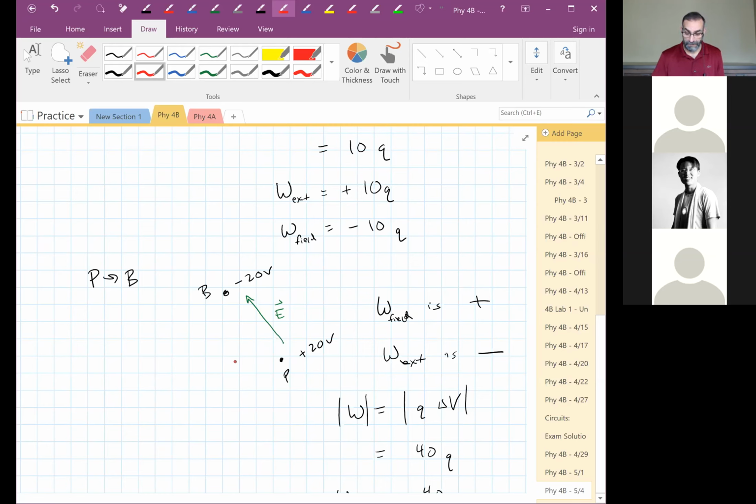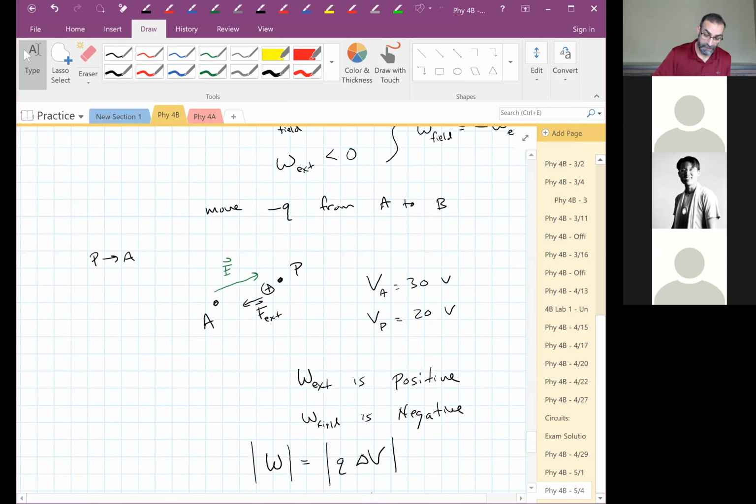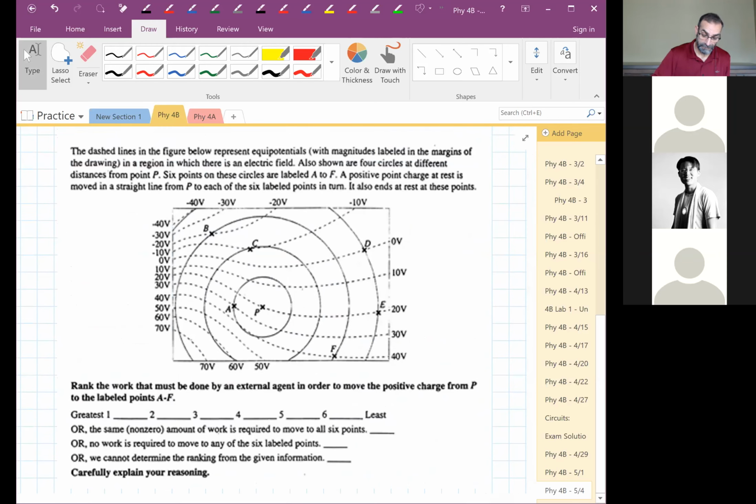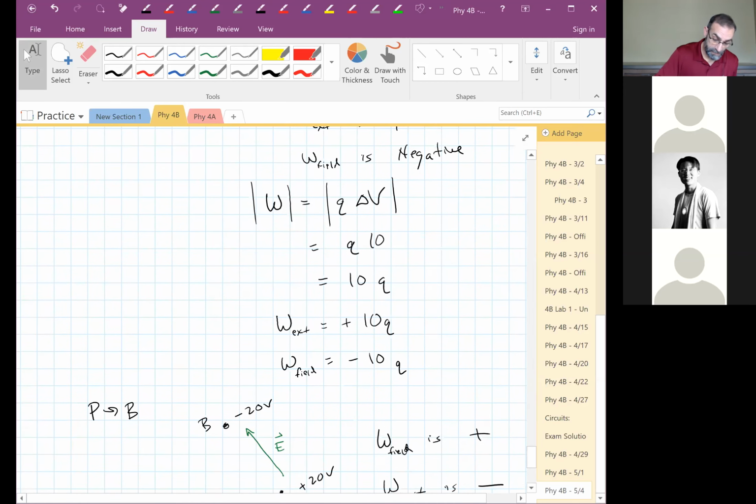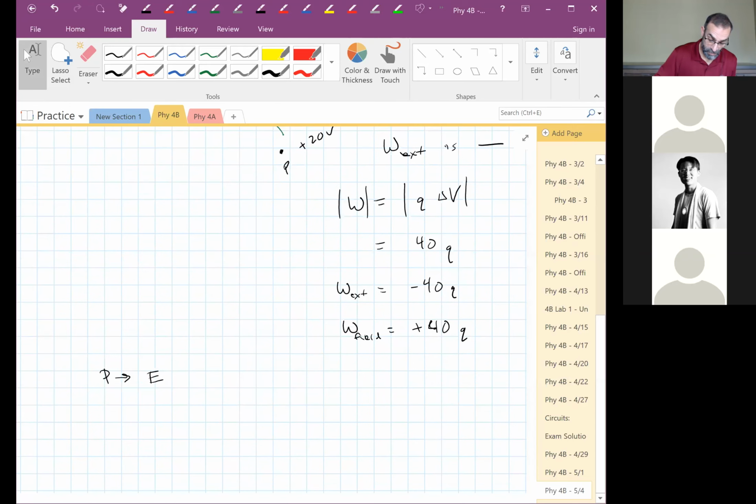All right. So E is on the same equipotential surface as P. It's at the same potential as P. So how much work? No work is done, correct.